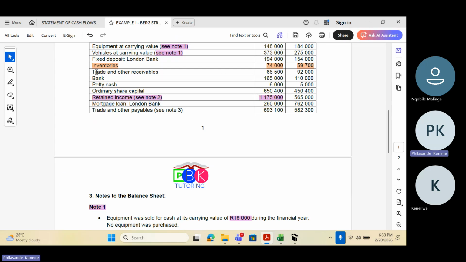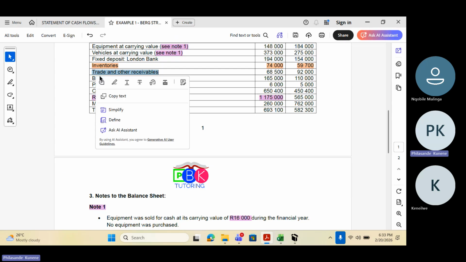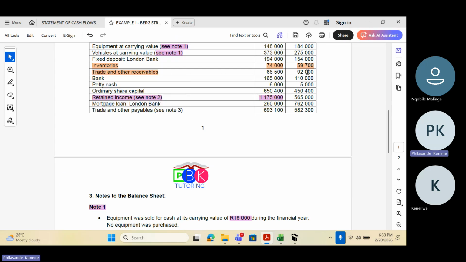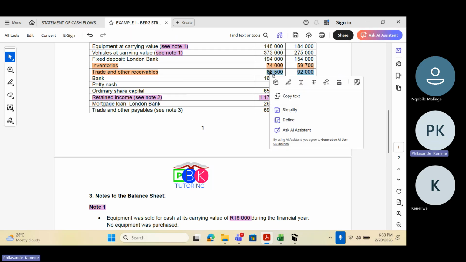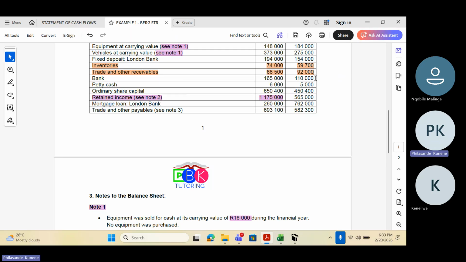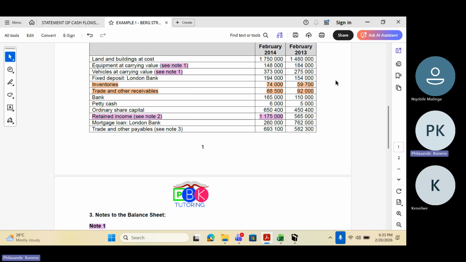Now, going to receivables, let's go and check. Going to trade and other receivables, there it is. Okay, what is happening here? It moved from 92,000 in the previous year to 68,500 in the current year. Trade and other receivables, did they increase or decrease?